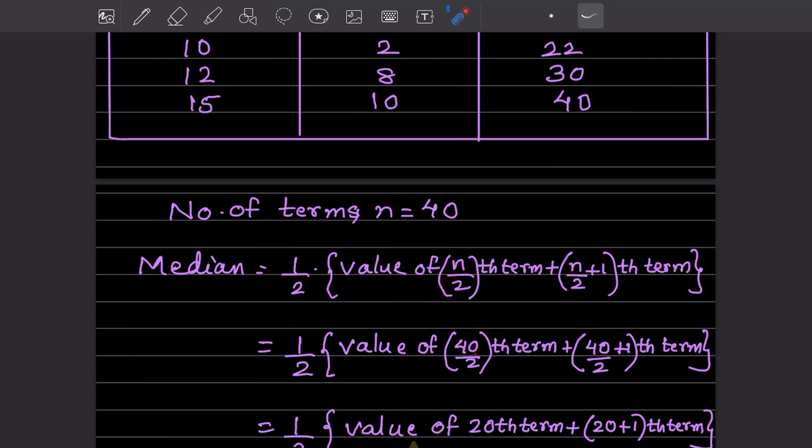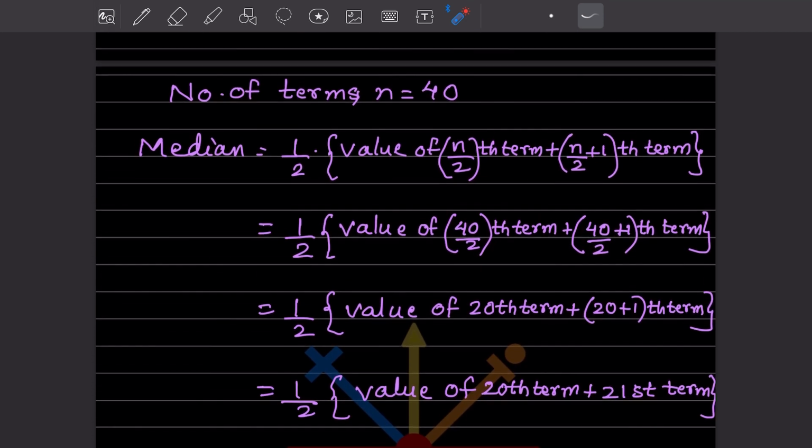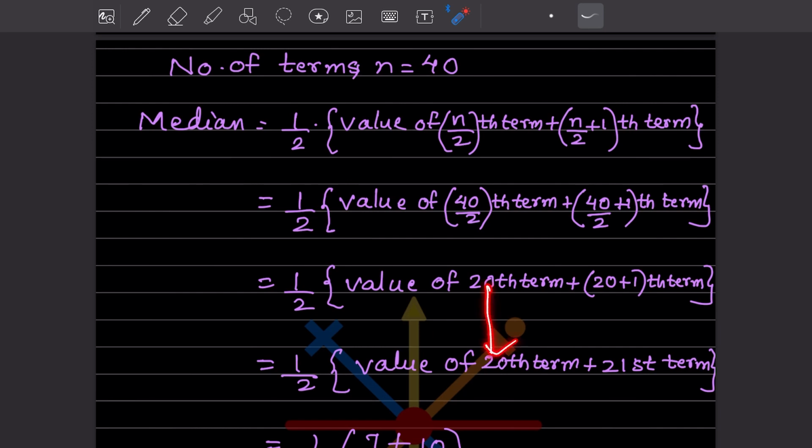So now 40 by 2 means here will be 20. So this is the 20th term. Here it will be again 20, and 20 plus 1, you will write first one step 20 plus 1, and then you are going to write this 20 as it is, then it will be the 21st term.